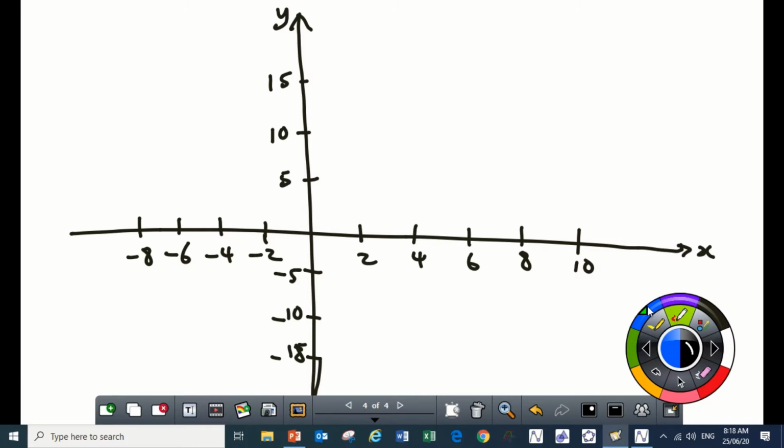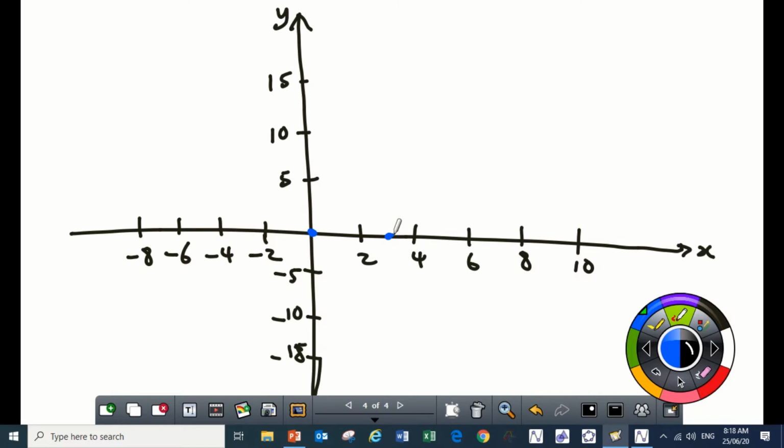Right. First, I'm going to start with my x-intercepts. I know that one of them is 0. Am I right? And then, can you tell me the others? There's 5, which is somewhere here.